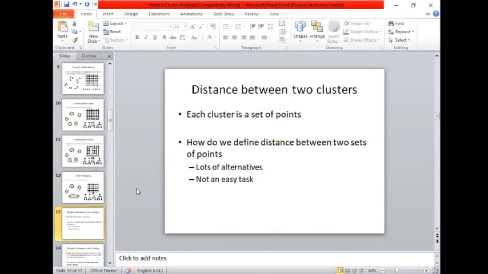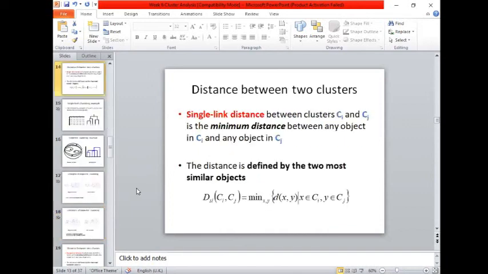So what is the distance between two clusters? Please take note that each cluster has a set of points. And how do we define the distance between two sets of points? There are a lot of alternatives, and this is not an easy task to compute the distance between two clusters.